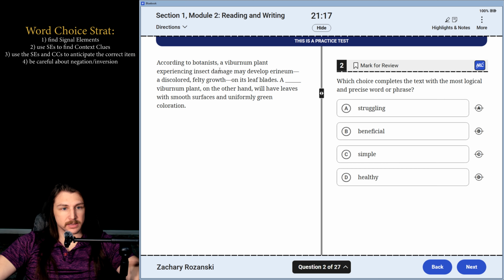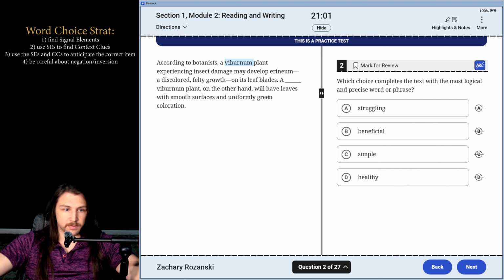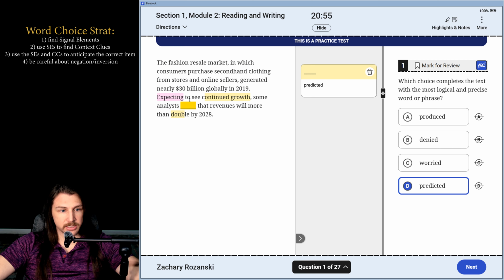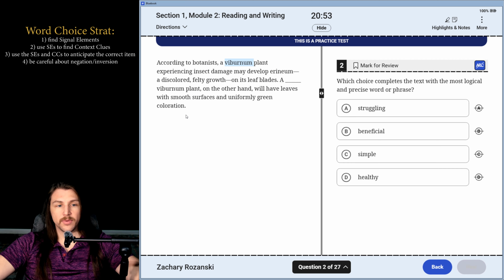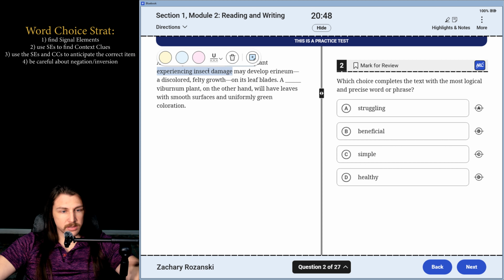According to botanists, a viburnum plant experiencing insect damage may develop erinium, a discovered felty growth on its leaf blades. According to botanists, a viburnum plant experiencing, this is going to be a signal element. Unlike the last one that had the ing at the start of the sentence, we have this one here describing the kind of plant that they were discussing. So there are ones who are experiencing insect damage. That's what we're referring to here.